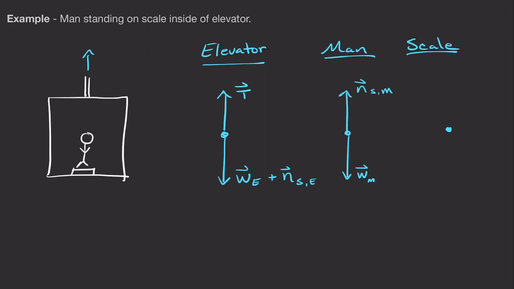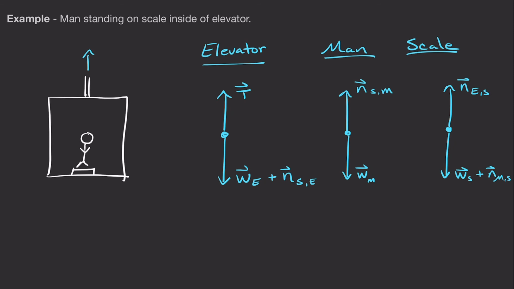Okay, and then if we look at the scale, it has a normal force from the elevator on the scale. So the elevator is pushing up on the scale. And then the scale itself has a weight. And then there's a normal force from the man standing on the scale.